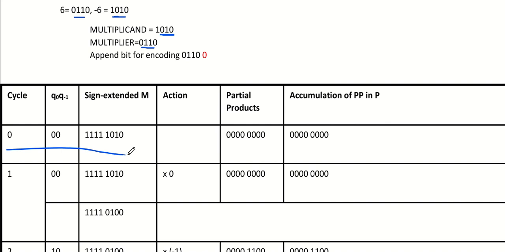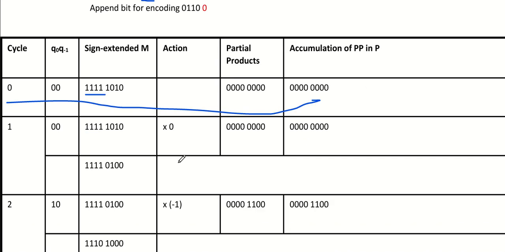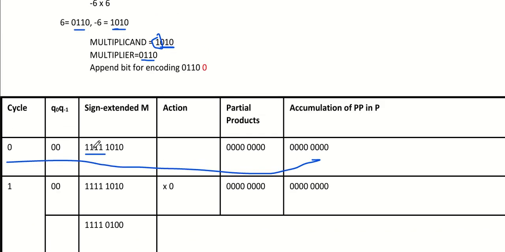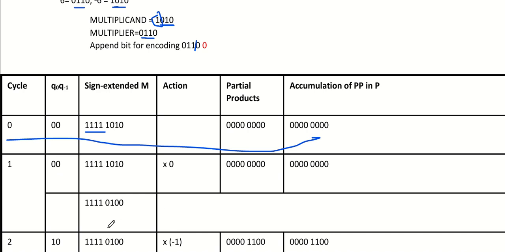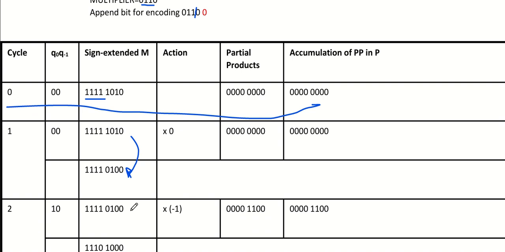Cycle 0, like we did in the previous one, is initialization. But the only catch here is that because we sign extend and this is negative, the first bit is 1, so we sign extend with 1. That's all. Then in cycle 1, we'll be doing the first two bits, 0 0, and we don't do anything. But after every cycle, we have to shift left. So that's what you see.